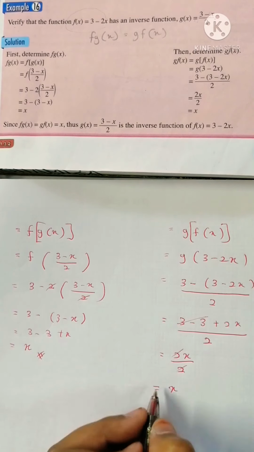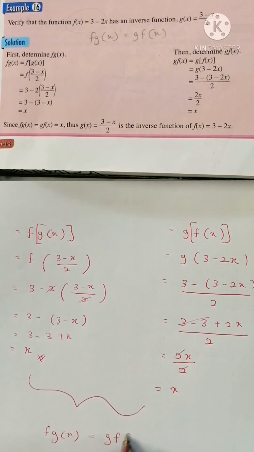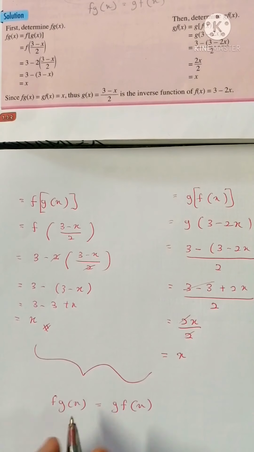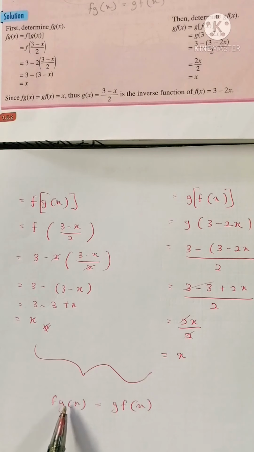Now we can conclude that f(g(x)) is equal to g(f(x)). So we can consider that the function f is the inverse of the function g(x), which means that they are inverses of each other.